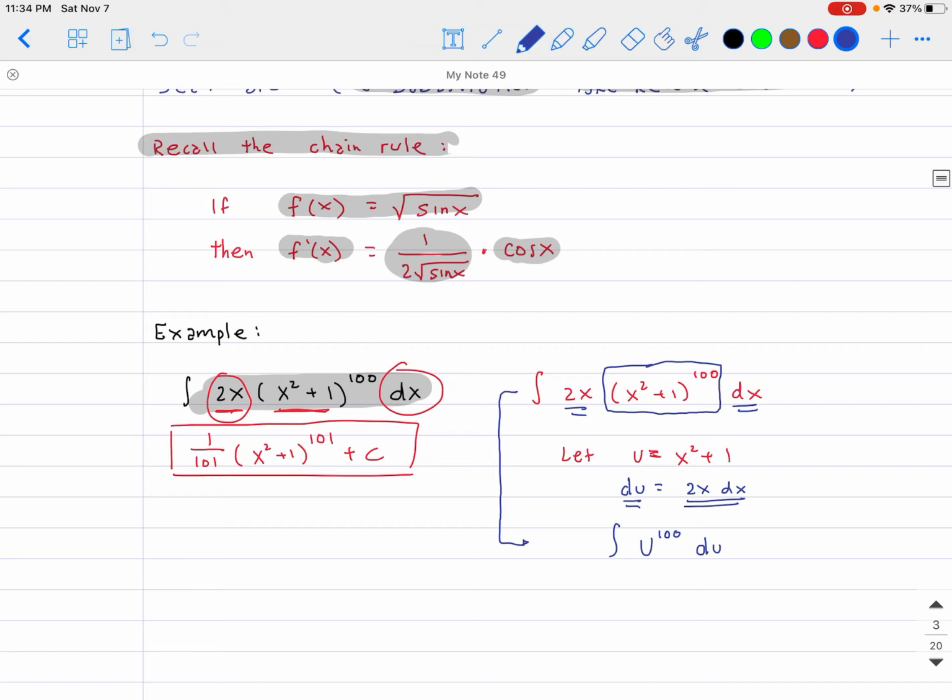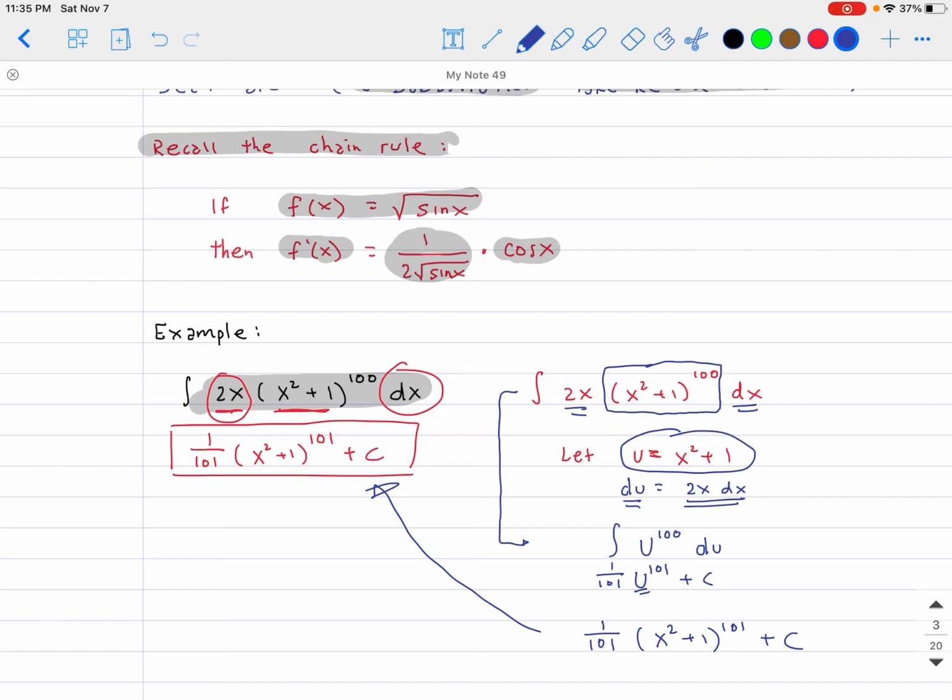So, as we said, take the antiderivative of u to the 100. That's going to be u to the 101 divided by 101, and then plus c. And then the final item is that I'm going to replace u back with its original function of x squared plus 1. So my antiderivative is 1 divided by 101 times (x squared plus 1) raised to the 101 power, and then plus c, just like we said earlier over there.